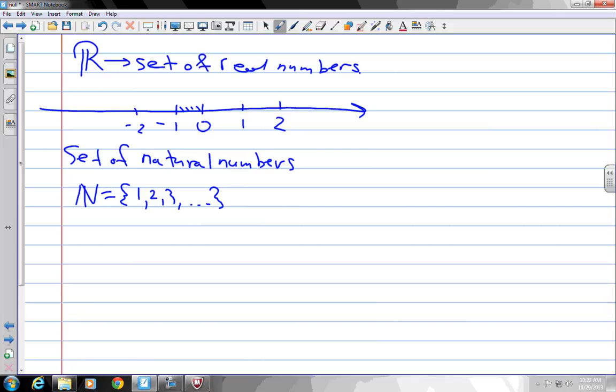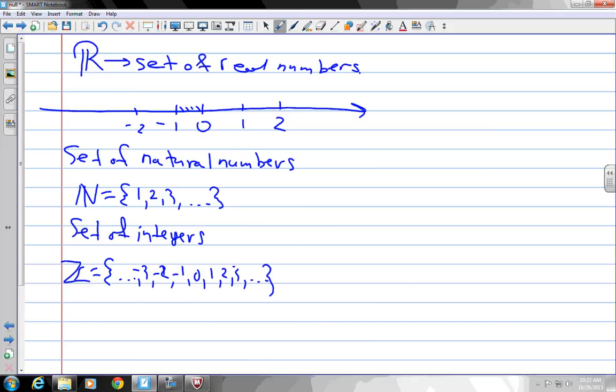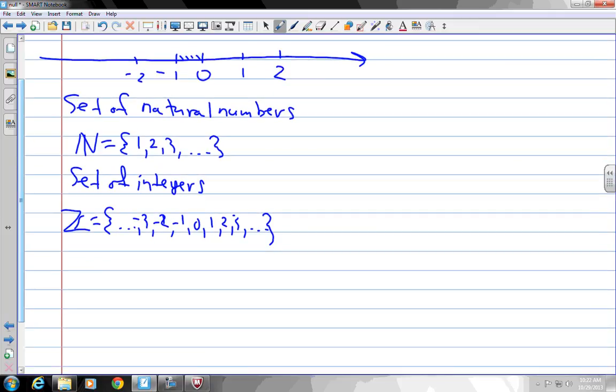Those are all real, the positive integers. Then we also had the set of integers. We use the letter Z to represent that. Now the integers are just positive and negative whole numbers. Natural numbers are strictly positive. So 0 is not a natural number in 90% of the books.